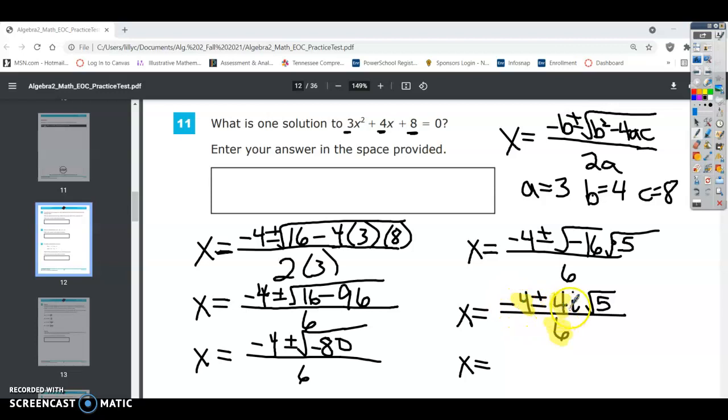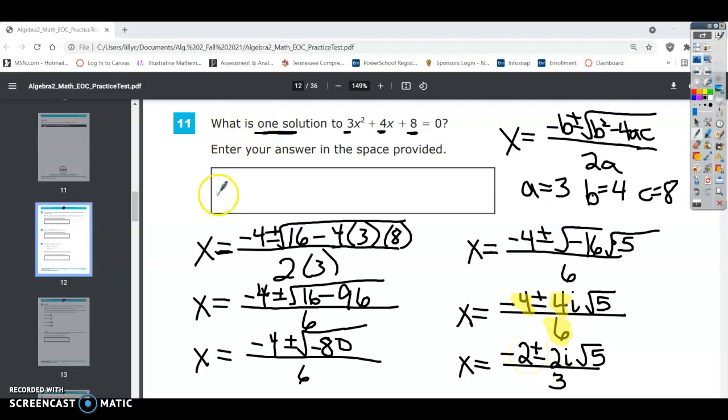So, since the 4i is multiplied times the radical 5, that's one term. So when you divide this 4 by 2, you divide the whole expression by 2. So all we're doing is rewriting this in an equivalent form, which is more simplified. So take 2, divide this by 2. Negative 4 divided by 2 is negative 2, plus or minus 2i square roots of 5. And 2 goes into 6 3 times.